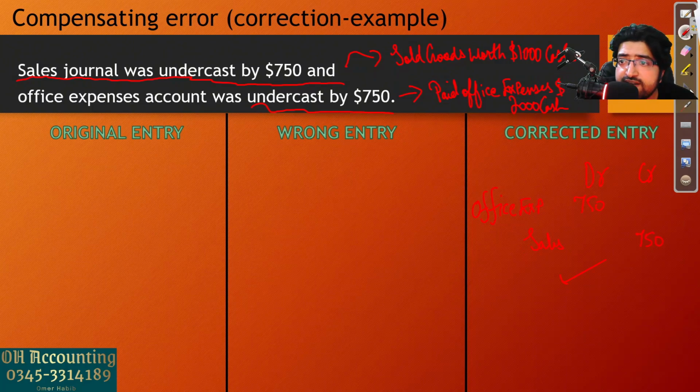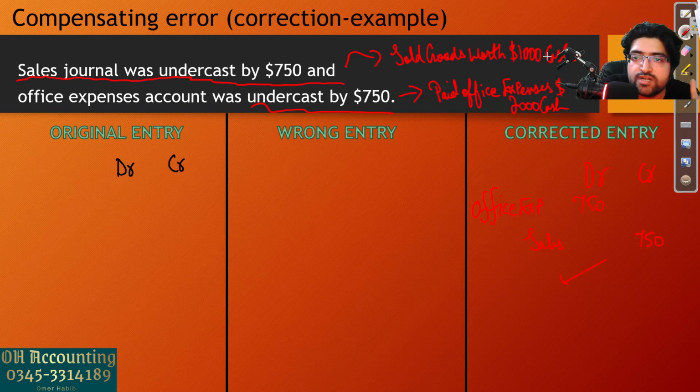What should the original entries be for these transactions? You should be knowing that. Chapter 3, debits and credits. I repeat one more time. Your debits and credits should be very strong. You should know how to make double entries from a transaction.